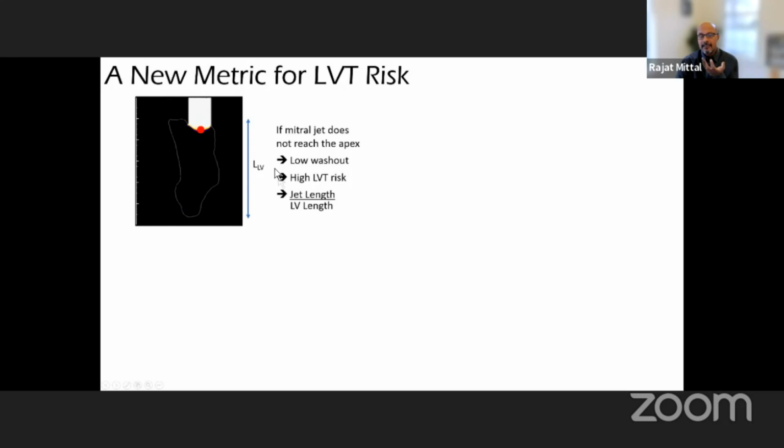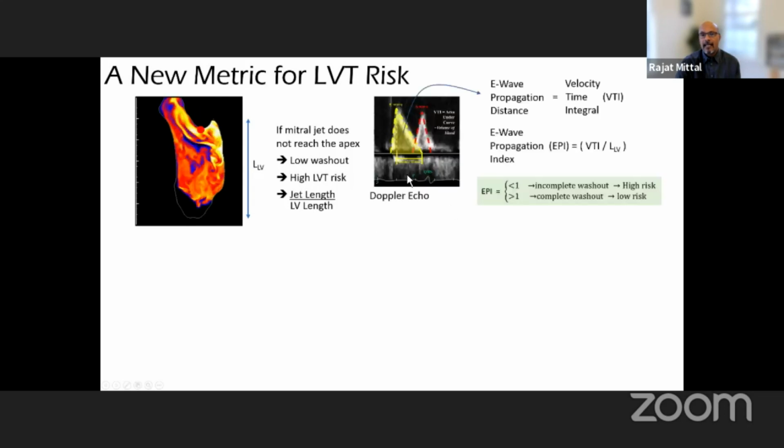And the question is, can we get both of these quantities from measurements from patients? And it turns out we can. The length of the LV is something that is obtained in almost every examination of a patient that has heart issues. So the LV length is available, and the jet length can also be obtained by using an echocardiogram.